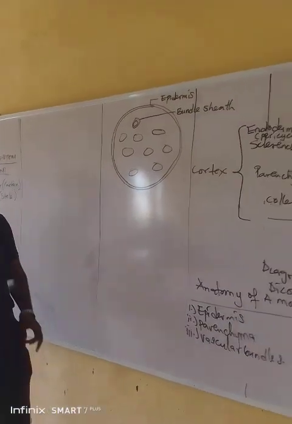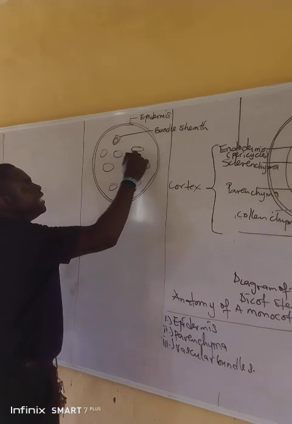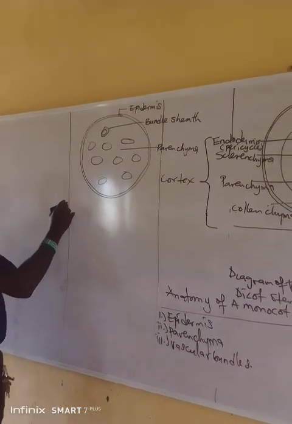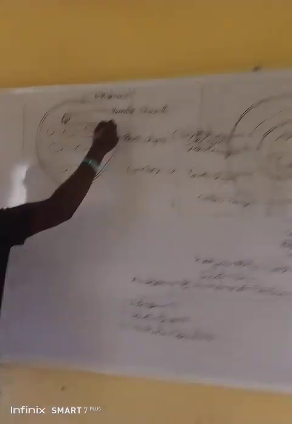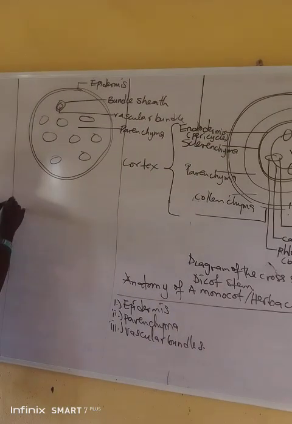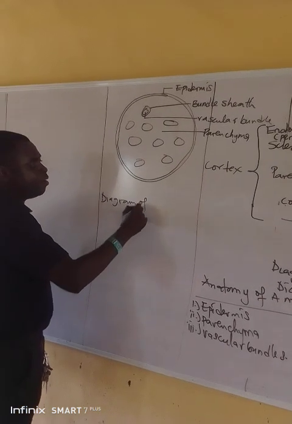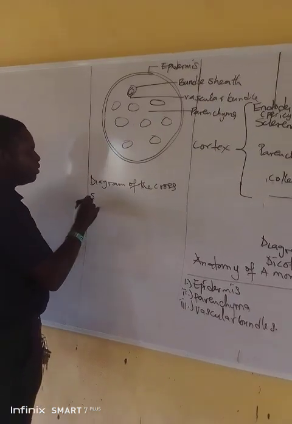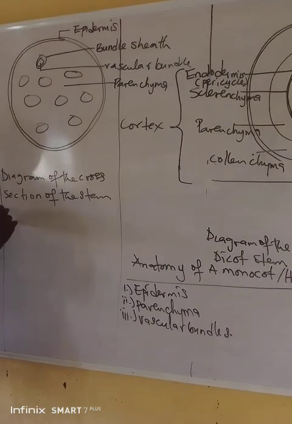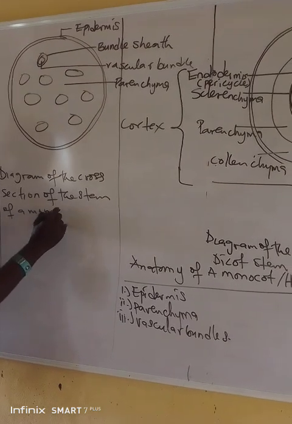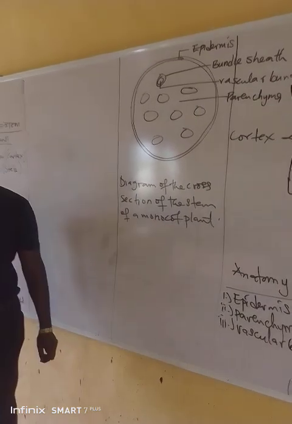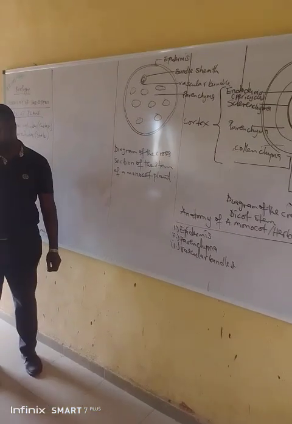What did I call it? Bundle sheath. Now, inside here you have parenchyma. So what you have here is the diagram. Inside here is the vascular bundle. So what you have here is the diagram of the cross section of the stem of a monocot plant. Cross section of the stem of what? A monocot plant. Hey, Jadon, be careful.